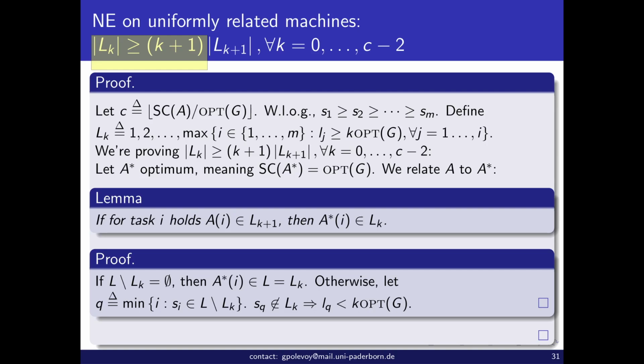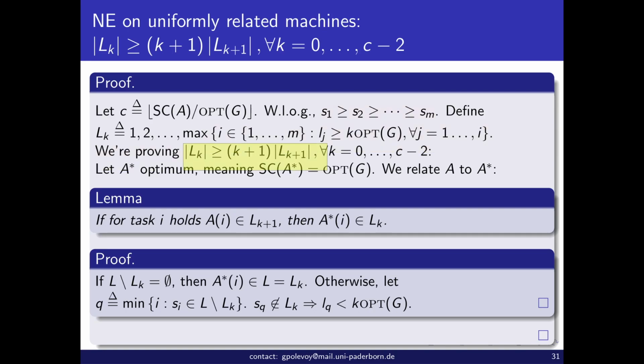Now, mind the setting that we have this C, which we need to bound. We defined it. I really tried to remind it many times. I hope it helps. If not, please let me know in the comments. Without loss of generality, the speeds of machines are ordered increasingly. Lk is this maximum length prefix, such that all the loads within the prefix of machines are at least k times optimum. And we are proving this recursion.